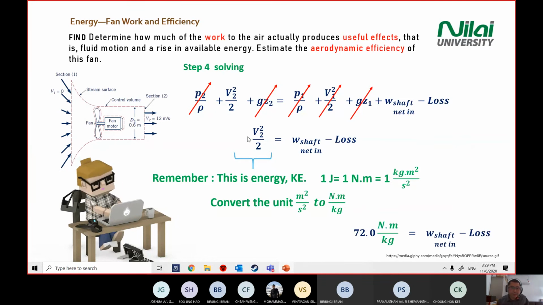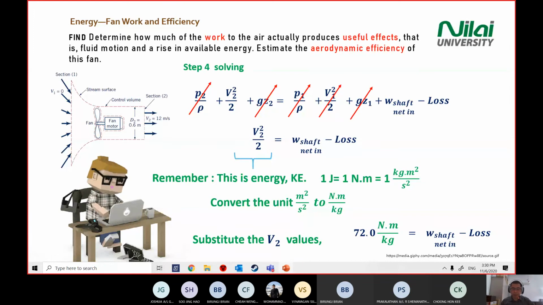So on the left hand side, you get 72 Newton meter per kilogram after you do all the conversion. You substitute the value of V2 there. V2 given is 12. Your velocity is 12. So 12 squared divided by 2. 12 squared is 144. Divided by 2, you get 72.